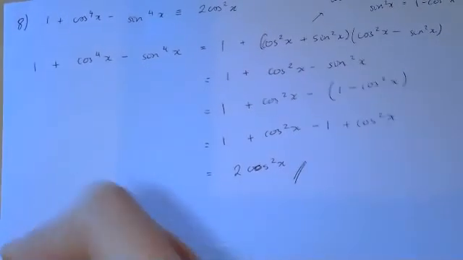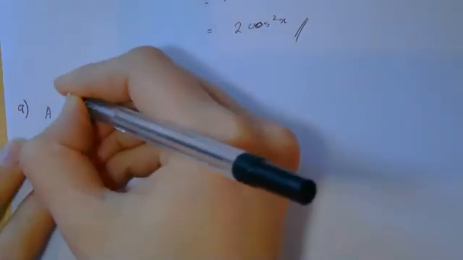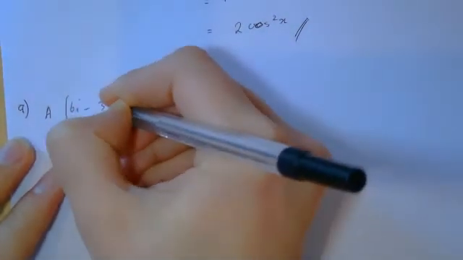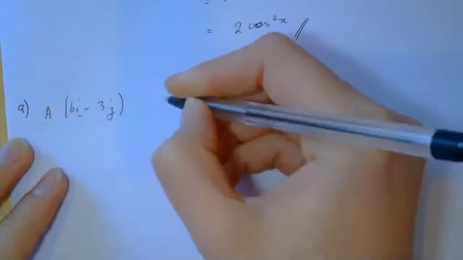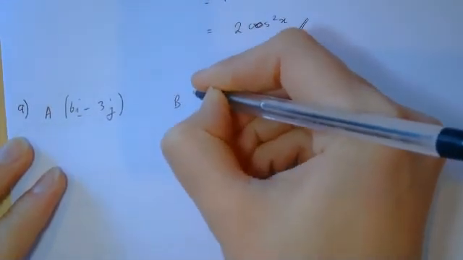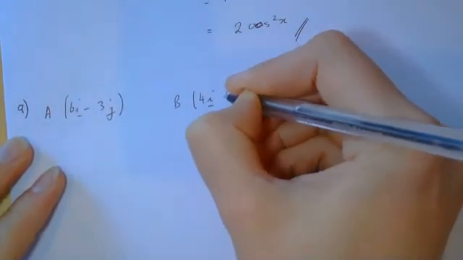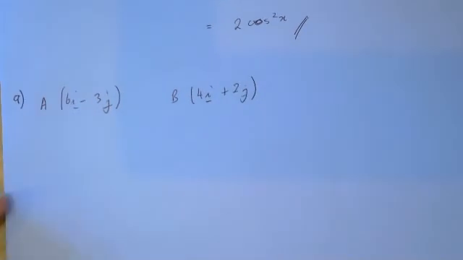Right, let's have a look at question 9. What's going on? Relative to a fixed origin, A has position vector 6i minus 3j, and B has position vector 4i plus 2j. Find the magnitude of the vector AB and the angle it makes with the unit vector i.